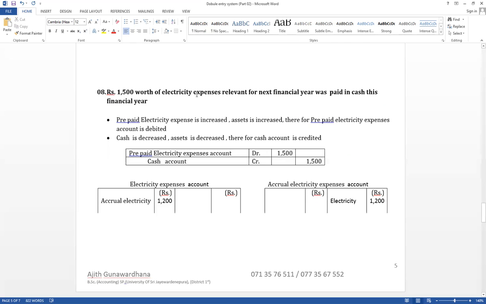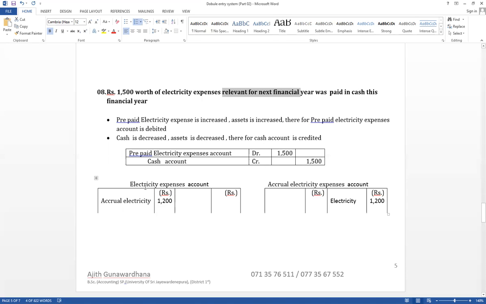8,500 worth of electricity expense relevant for next financial year. Important. Was paid in cash this financial year. This financial year paid in cash, but expense relevant for next financial year. Therefore, those are called prepaid expense, but paid in cash. Therefore, prepaid expense increase. Prepaid expense is an asset increase. Therefore, prepaid electricity expense account debit. But paid in cash, cash decrease, asset decrease, cash account credit. Therefore, prepaid electricity account debit, cash account credit.